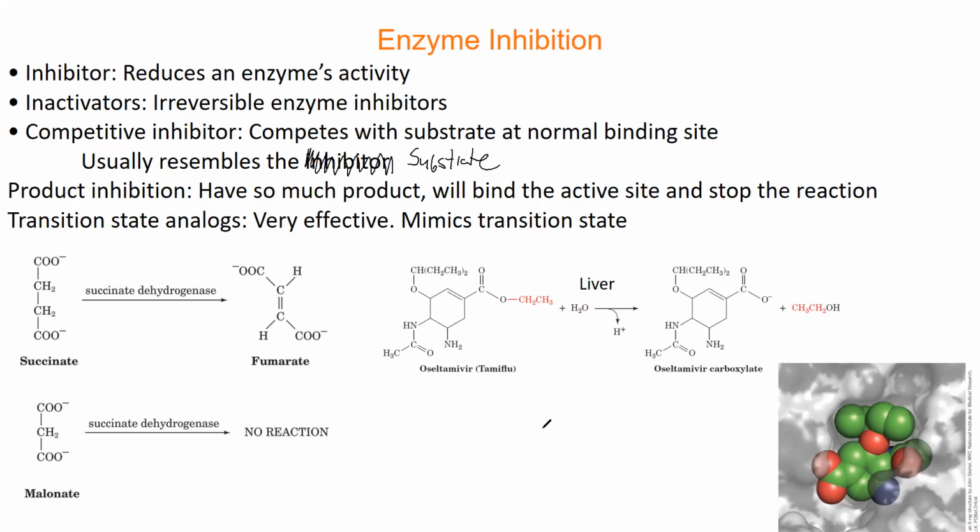Another type of inhibitor, Tamiflu here, can interact with a molecule in the liver. And when it binds, it will actually make ethanol. So Tamiflu will get you drunk. And it'll go and interact with that enzyme in your liver to do that.